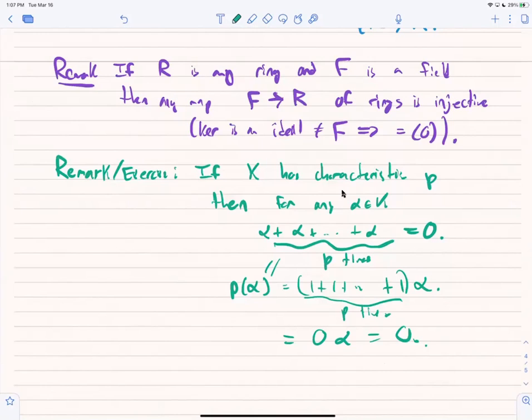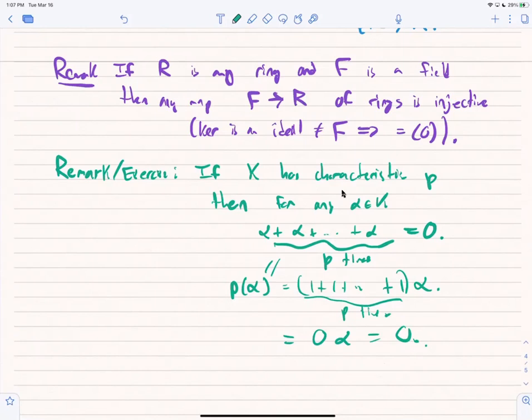My way of thinking about this is that in any field or any ring, it makes sense to say p. p is an element of any ring because 1 plus 1 plus 1, p times, is an element of that ring. The p in an arbitrary ring just means the image of p in the integers under the unique map from the integers to that ring, which is just 1 plus 1, p times. And so saying a field has characteristic p is the same as saying p is 0 in that ring.